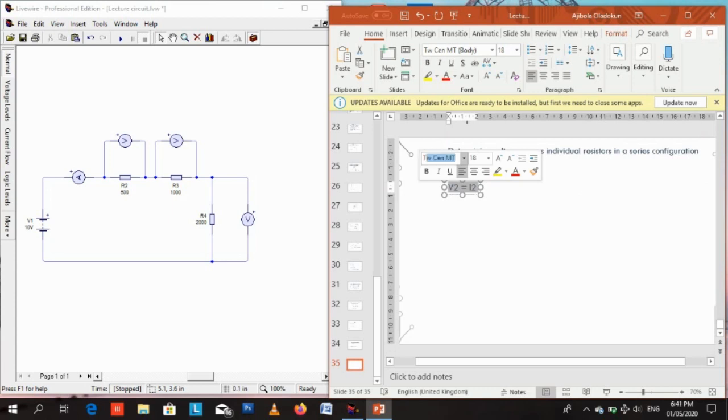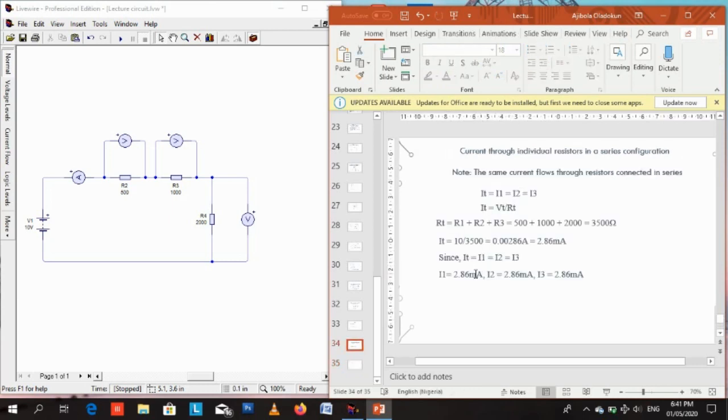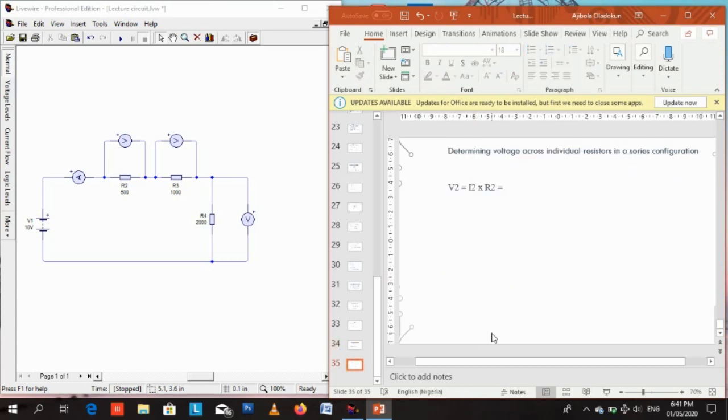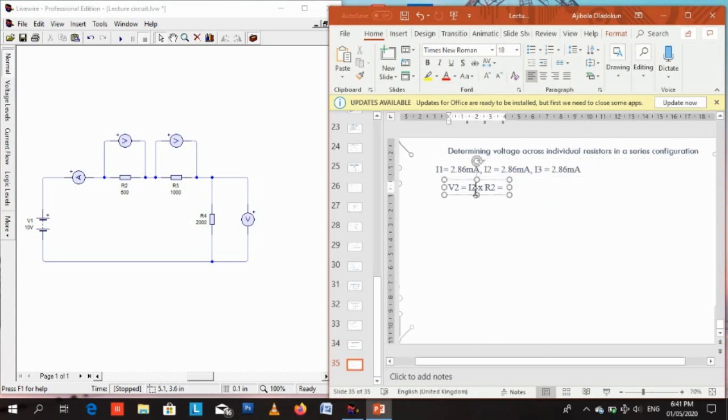Let's change the font to Times New Roman. It's probably a more familiar way of representing text. So I2 multiplied by R2, sorry, V2 equals I2 times R2. That's Ohm's law. So let's copy this, paste it, drag it up a bit, and align it at the top.